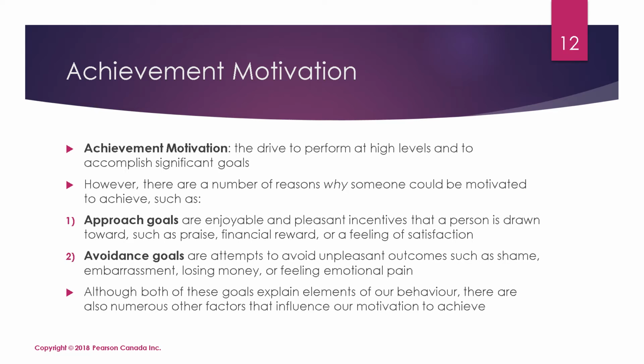We have to look at what motivates particular people to perform in such ways and to move towards their goals. To begin that discussion, we have to talk about two types of goals that somebody could be hoping to achieve. The first are known as approach goals. Approach goals are enjoyable and pleasant incentives that a person is drawn towards. Approach means it's something that you want to approach, something that you want to achieve, such as praise, financial reward, or a feeling of satisfaction. So in an approach goal, you're hoping to gain something.